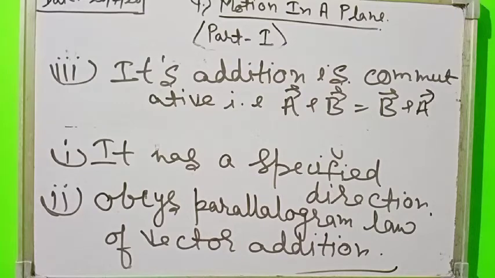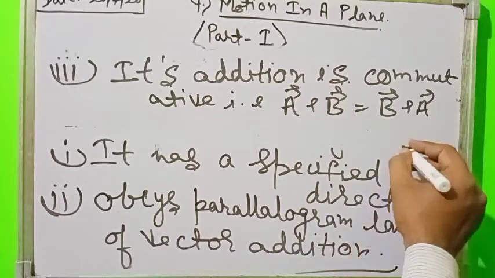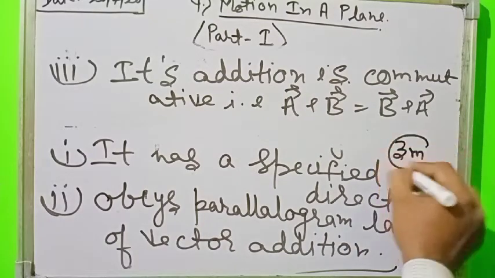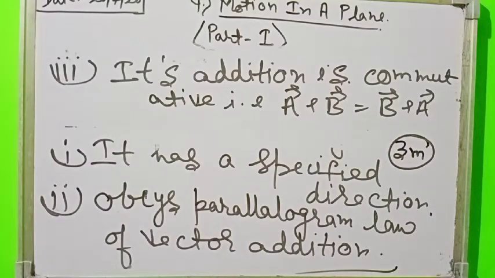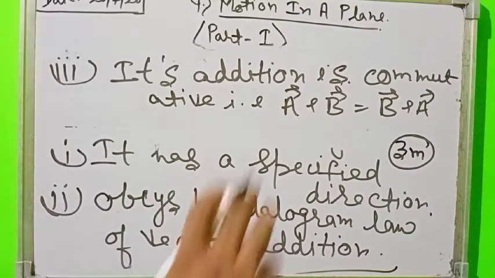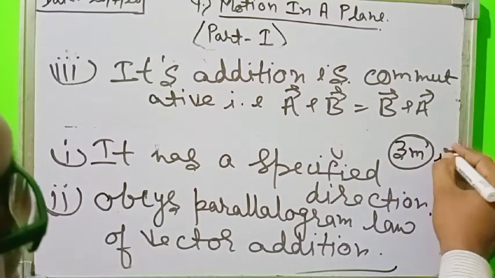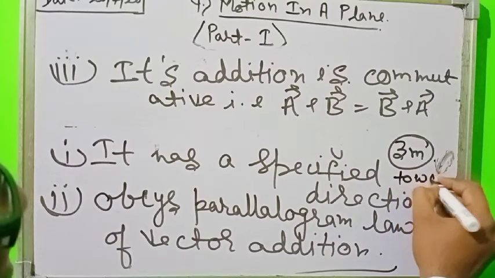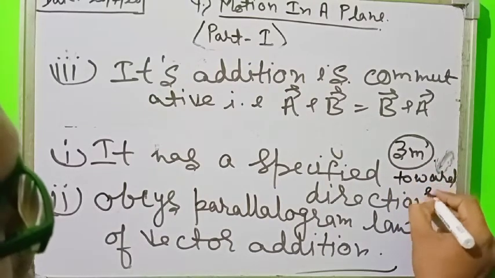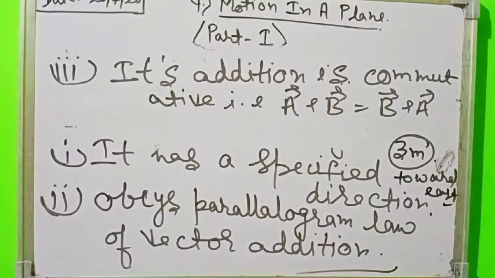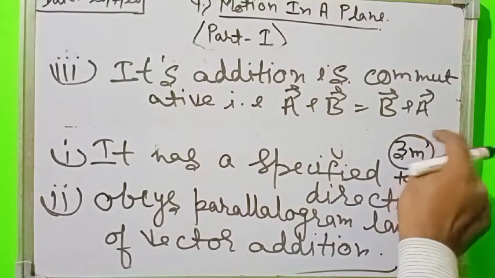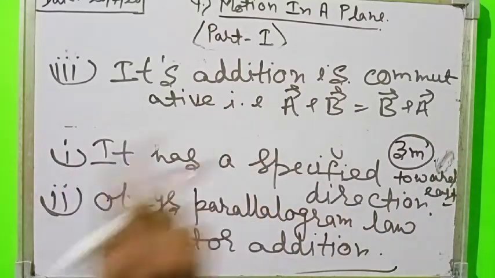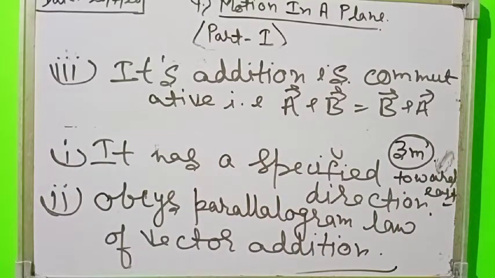Suppose I say that a body is moving 3 meters, but we have not specified the direction, so it is a scalar. But if we state 3 meters towards east, then a direction is specified along with the magnitude, so it is a vector. It obeys the parallelogram law of vector addition.